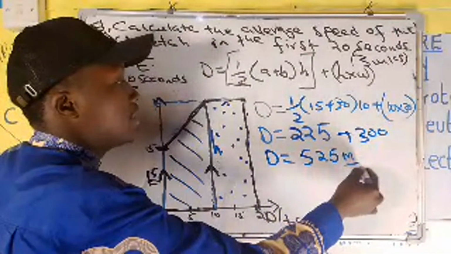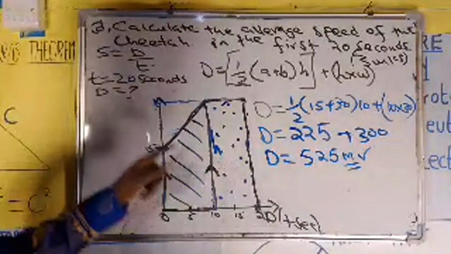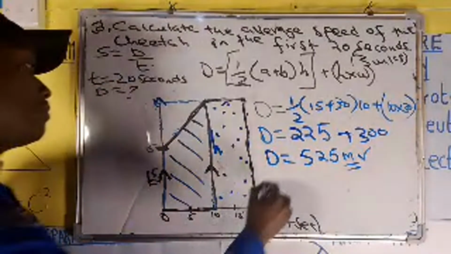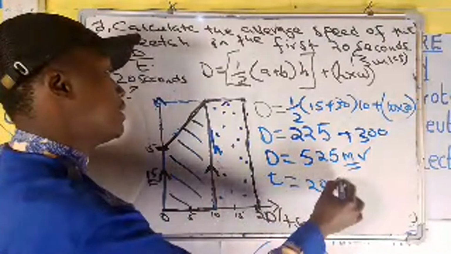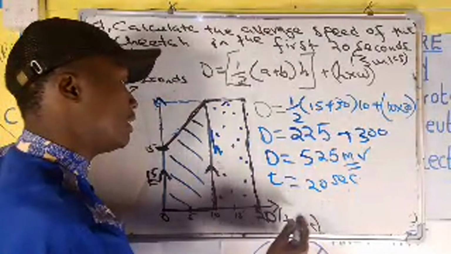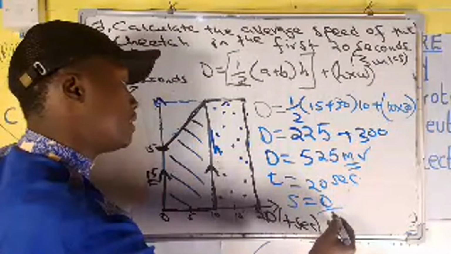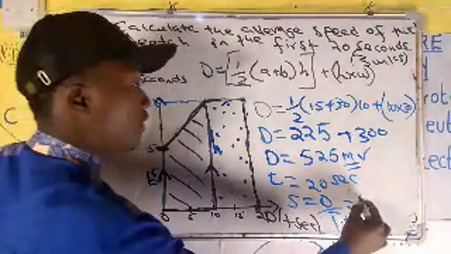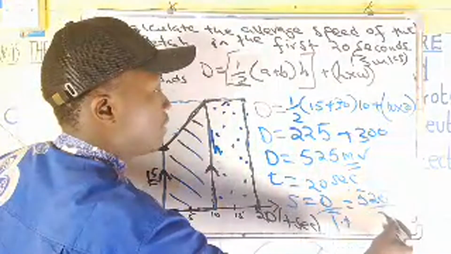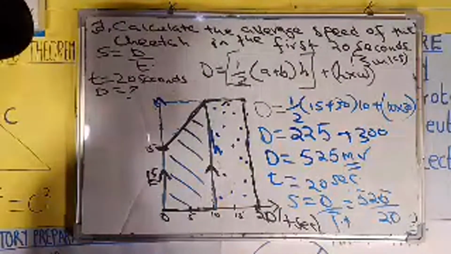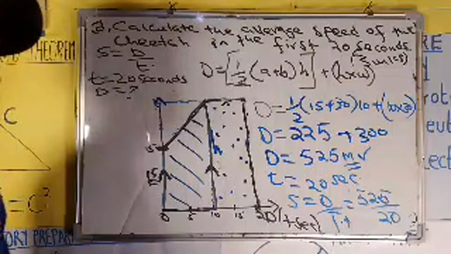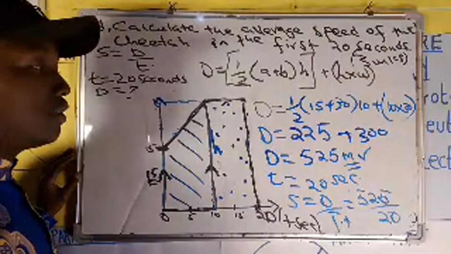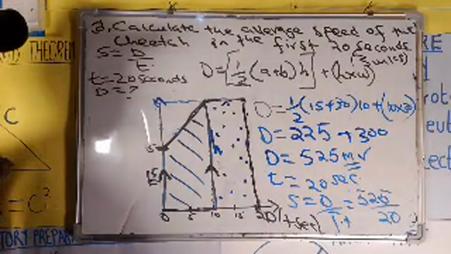525 meters. So we already have the distance, we have the time, which is 20 seconds. I want us now to determine the speed. Speed is distance over time taken. So distance is 525, divided by time taken is 20. When you divide 525 by 20, what are you going to get?